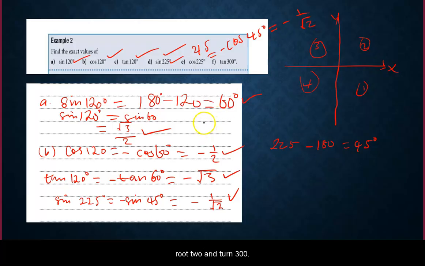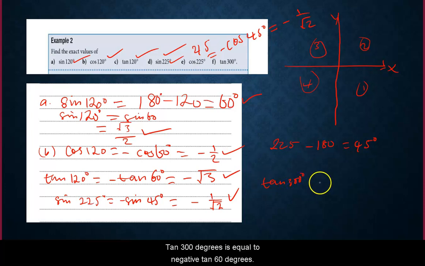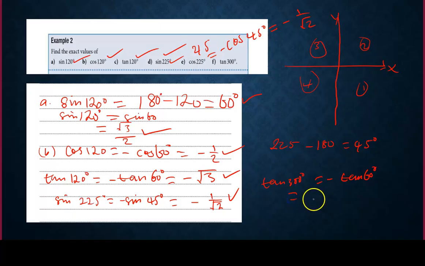And tan 300 is in the fourth quadrant. So if it is in the fourth quadrant, tangent is negative in the fourth quadrant. So we are going to say tan 300 degrees is equal to negative tan 60 degrees. And what is negative tan 60? Negative root 3. So this is negative root 3.